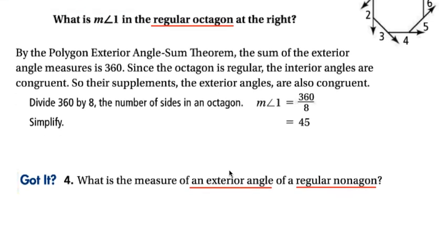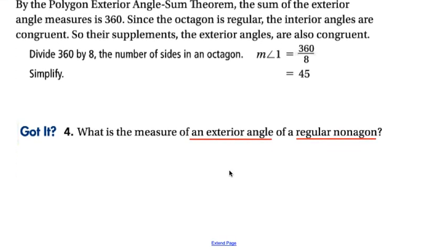Here's one for you to try. What's the measure of an exterior angle of a regular nonagon? Well, this one's going to be pretty straightforward. Just like the last example, all of the exterior angles will still add to 360. So you're going to take 360 and divide that by how many sides you have. In a nonagon we have 9 sides, so that gives us a total of 40 degrees for each exterior angle.